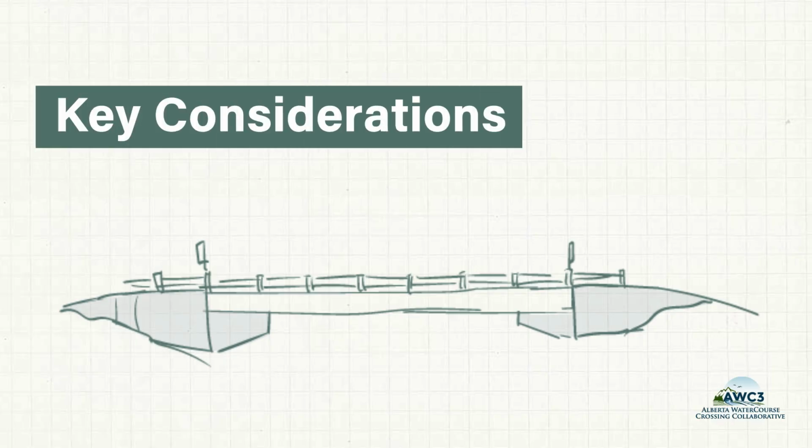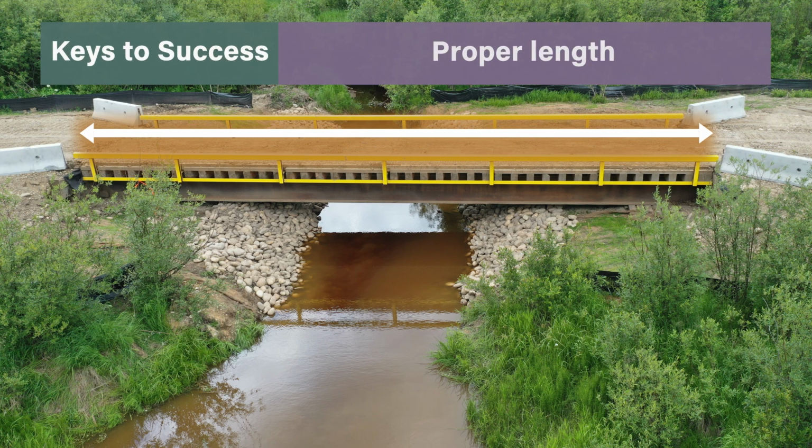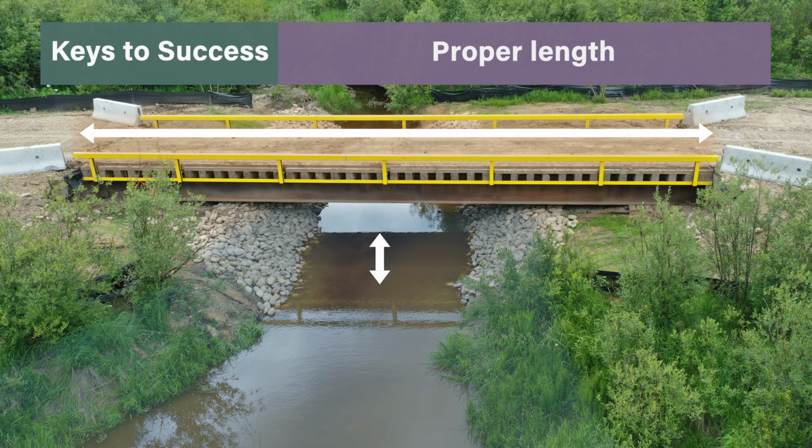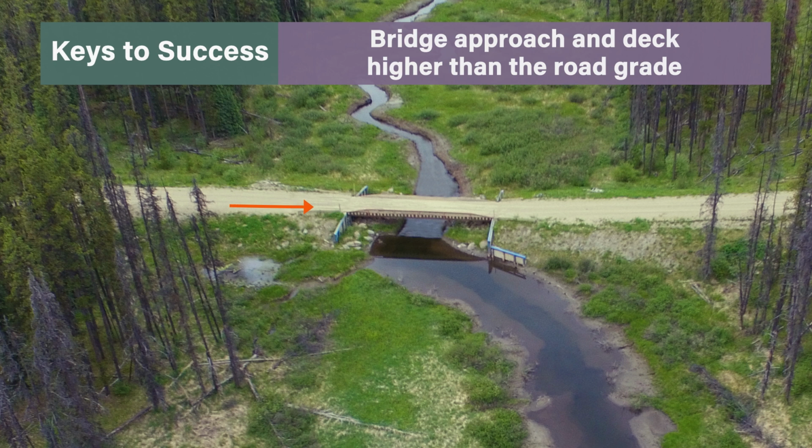Key considerations: ensure the bridge is long enough for the crossing site with all components placed outside the high water mark. The bridge approach and deck should be higher than the road grade, so any water on the road flows away from the bridge. This redirects any floodwater damage to the road instead of the bridge and helps keep sediment-rich road water away from the watercourse.